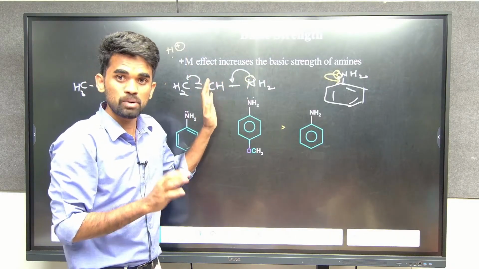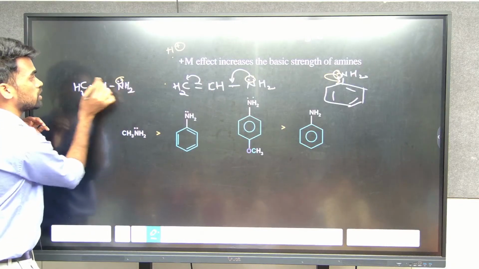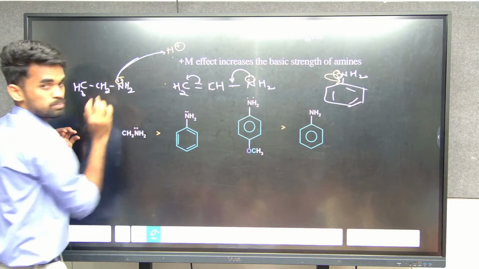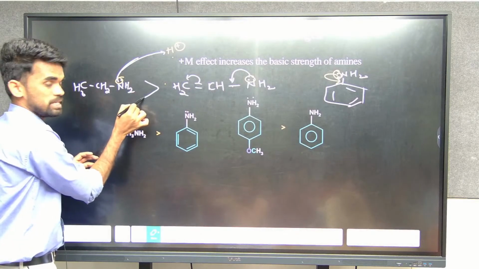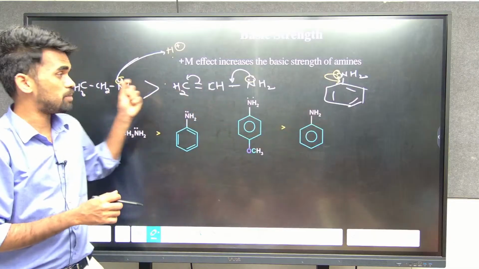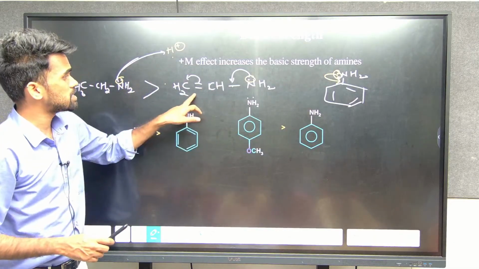Are they available effectively? No. But here if I say these lone pairs are not in conjugation, so they can easily donate to this proton and they can accept the proton easily. So always remember, aliphatic amines are more basic than aromatic amines. What I am saying? Aliphatic amines are more basic than aromatic. Again, this is also an aliphatic amine.